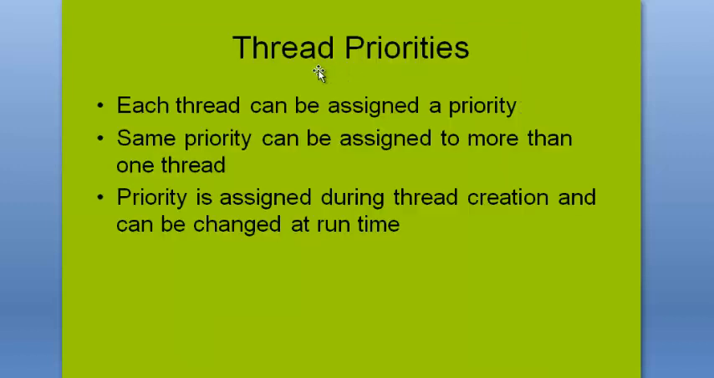Thread priorities. Each thread can be assigned a priority. The priority is assigned at the time of creation. The same priority can be assigned to more than one thread. Priority is assigned during thread creation, and it can also be changed at runtime.